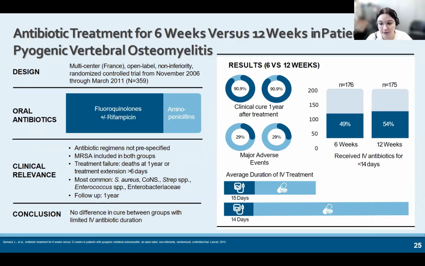So the trial concluded that there is no difference in cure between the two treatment durations with a limited initial IV antibiotic duration. I chose to discuss this trial because it reinforces that switching to oral agents for a majority of the total treatment duration is effective.